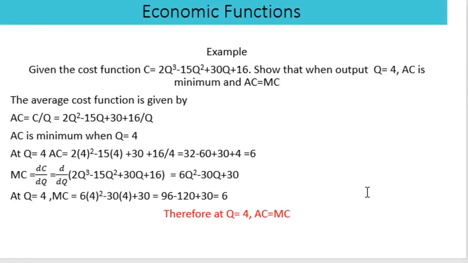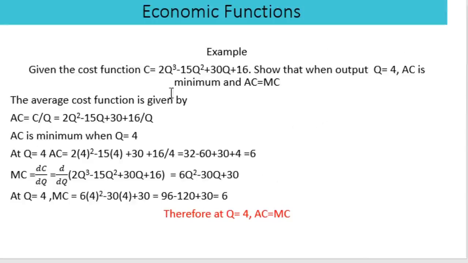The next question is, given the cost function C equal to 2Q cube minus 15Q square plus 30Q plus 16, show that when output Q equal to 4, AC is minimum and AC equal to MC. Here also we need to find the average cost function and minimum AC and marginal cost, substitute the value of 4 and see whether it is equal.